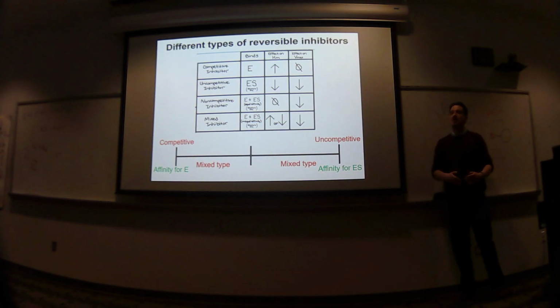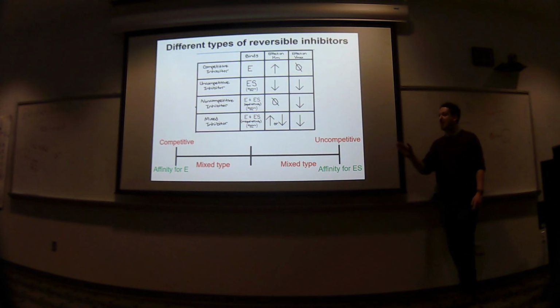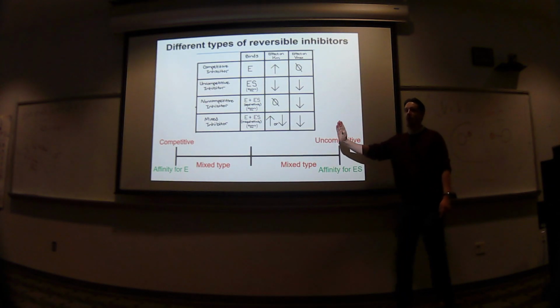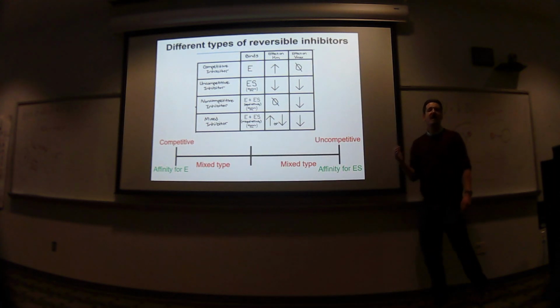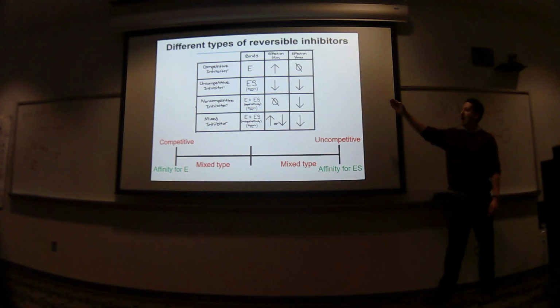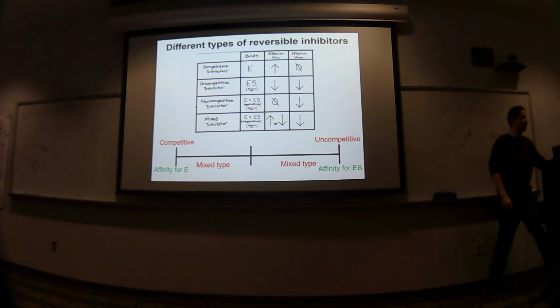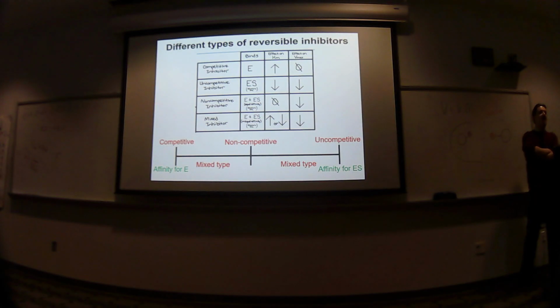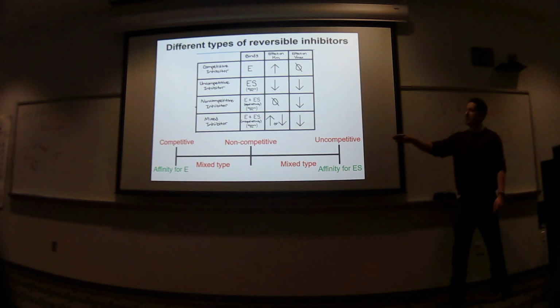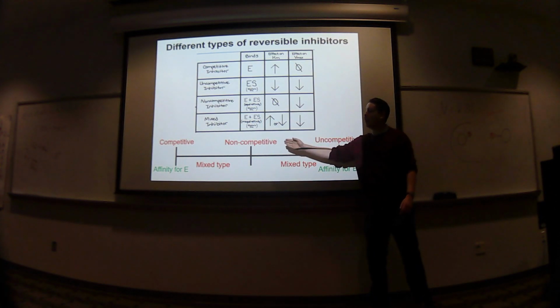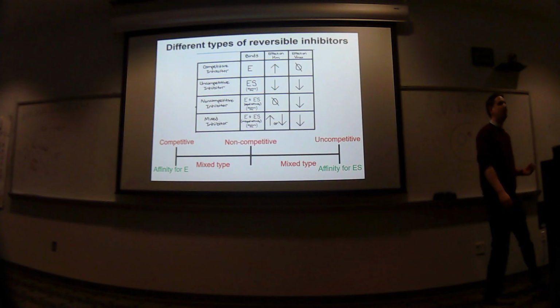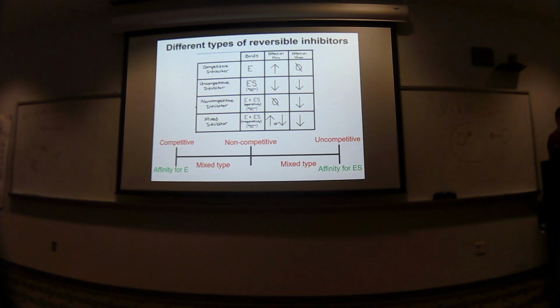Mixed type binds to either, but it's a spectrum. It might prefer one over the other, or prefer the other over the one. It may have a preference. Non-competitive is just a special type that has zero preference. It will bind to either with zero preference, whereas most of the mixed types will have a preference. Non-competitive is a special type of mixed type that has zero preference.